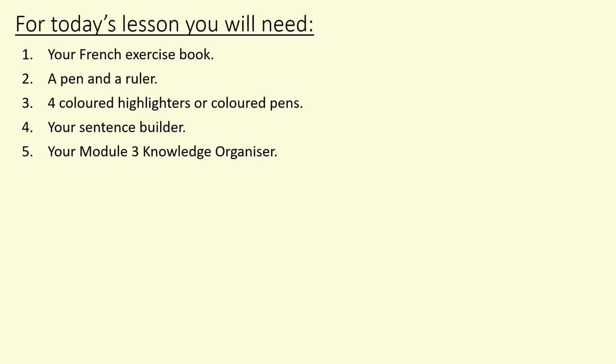Okay, Year 8, here's a list of the equipment you will need for today's lesson. You will need your French exercise book, a pen and a ruler, 4 coloured highlighters or coloured pens, your sentence builder, which is attached as a PDF on class charts, and finally your Module 3 knowledge organiser. It'd be great if you could print off, if you have access to a printer, both the sentence builder and your Module 3 knowledge organiser. Pause to get that ready now, press play when you're ready to move on.